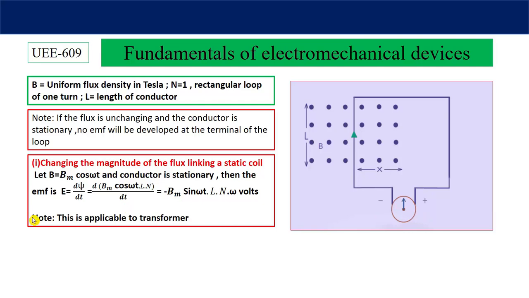So this is applicable to the transformer. We can now correlate this. In case of a transformer, the primary winding is connected to an AC supply, developing this sinusoidal magnetic field Bm cos omega t. Now the secondary winding is stationary, having N number of turns. Then the EMF induced across the secondary winding terminal will be minus Bm sin omega t into L into N into omega.